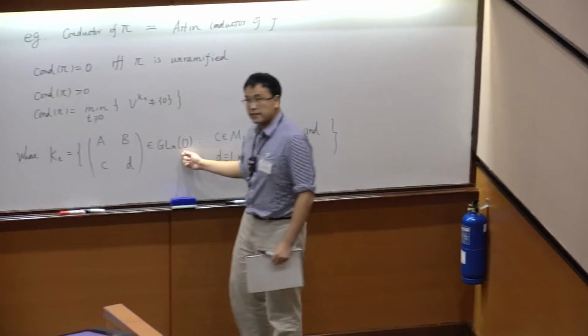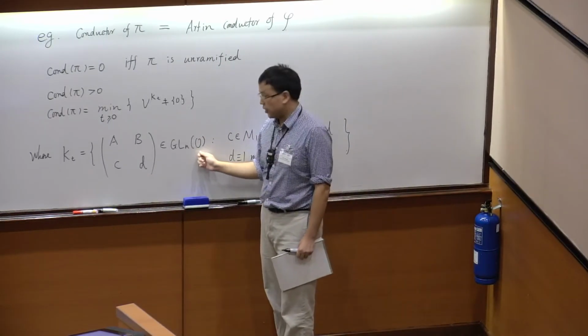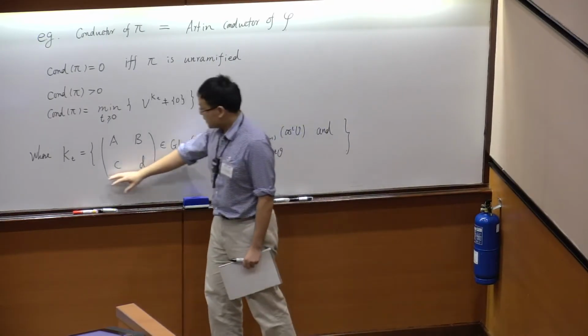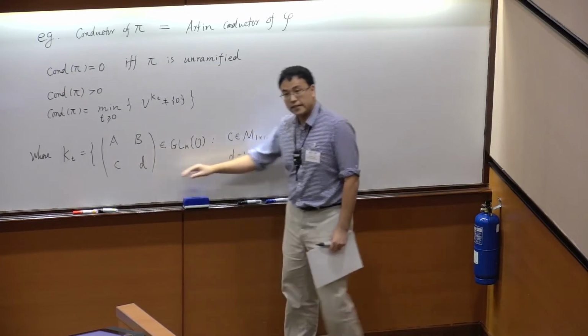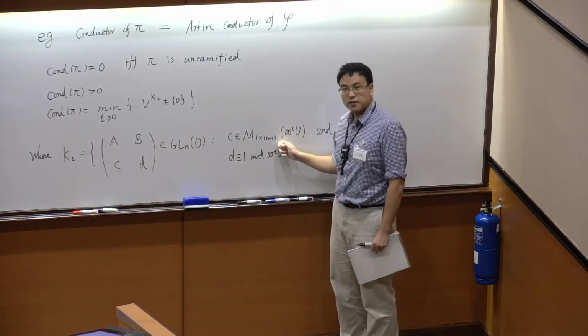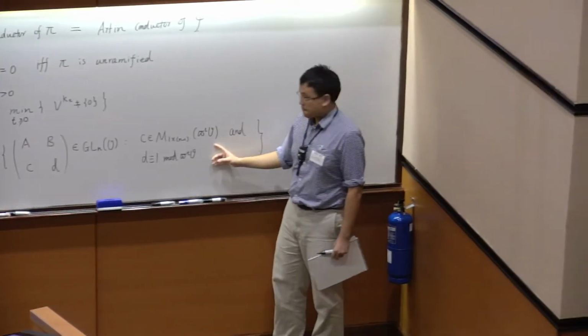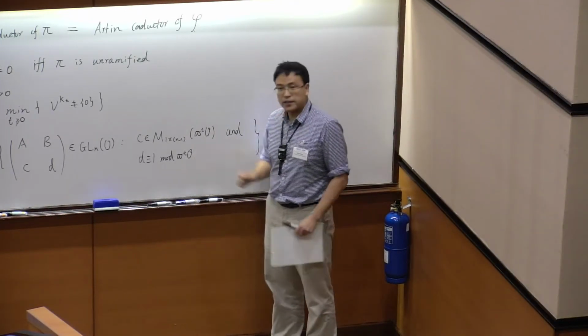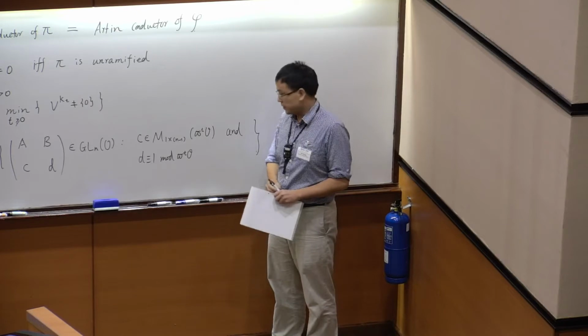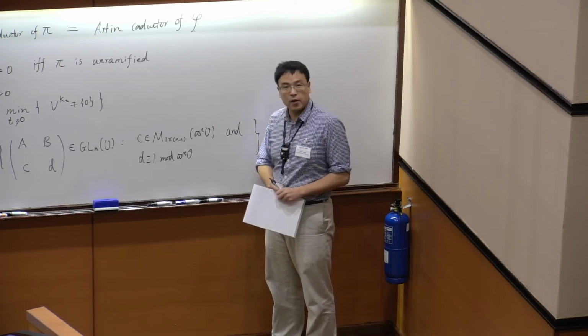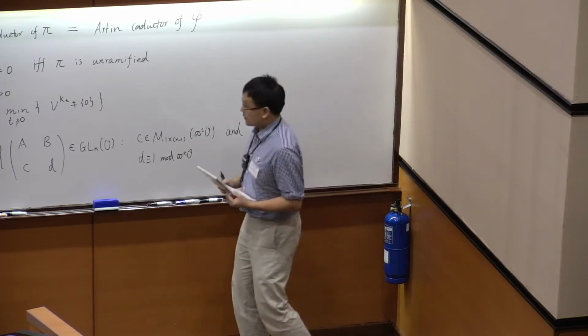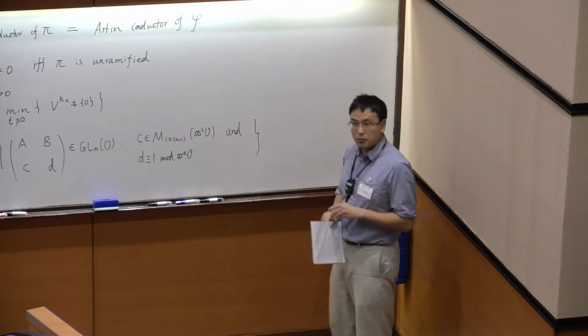This is the integer points of GL_n, and we have the last row, C and D. The C is a row vector of dimension n-1. So this is the constraint. And also we have D equal to 1 modulo pi^n O. Okay, so that's the compact subgroup.